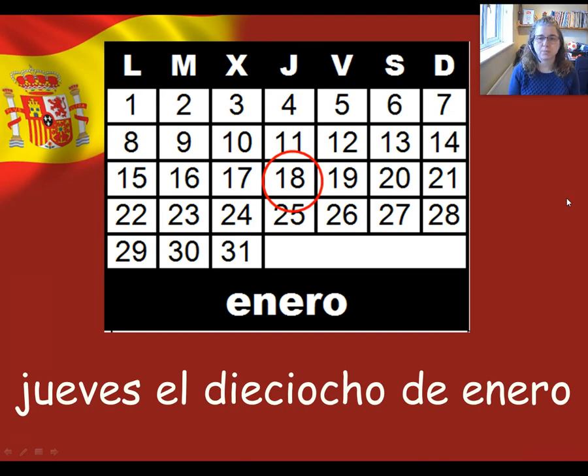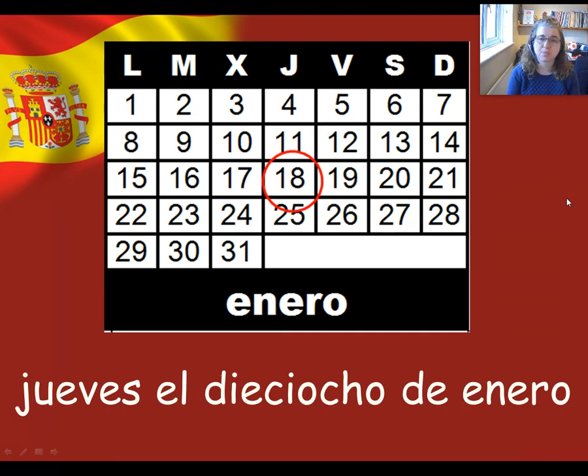So, first of all, we need the day of the week, which is jueves. Then the word for the, which is el. Then the number, which is 18, the one with the red ring around it. Then the word for of, which is de. And finally the month, which is enero. So the date would be jueves el 18 de enero, Thursday the 18th of January.